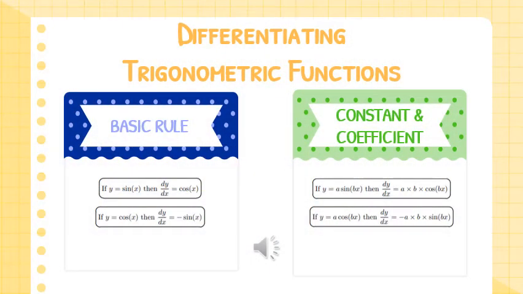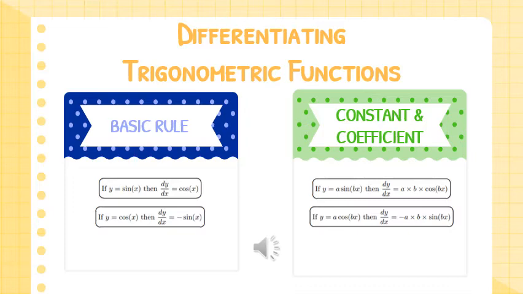The next one is differentiating trigonometric functions. We have two rules: if y equals sin x, when we differentiate, dy/dx equals cos x. And if y equals cos x, when we differentiate, dy/dx equals negative sin x.